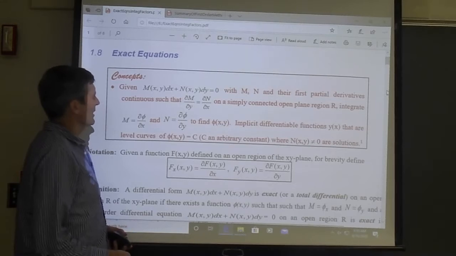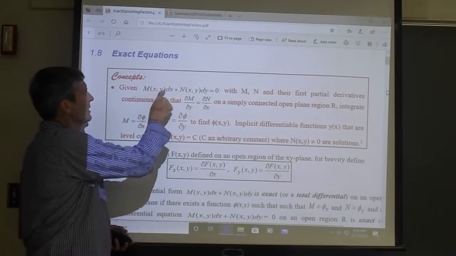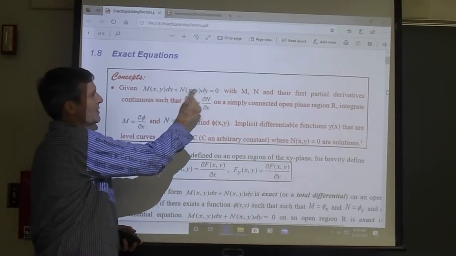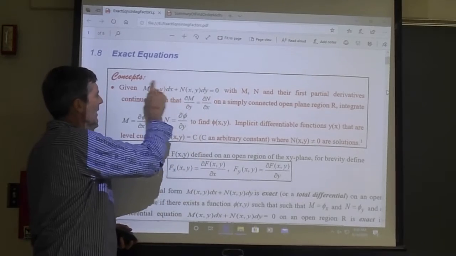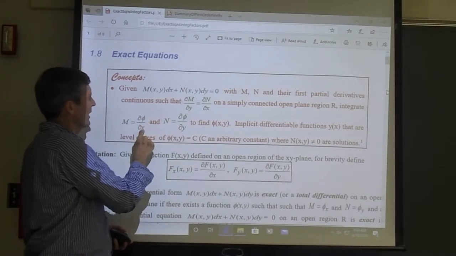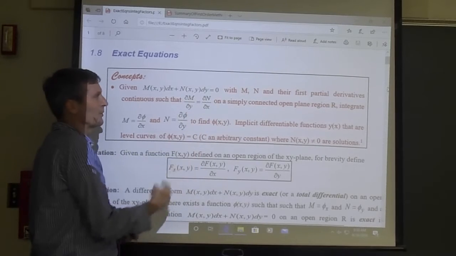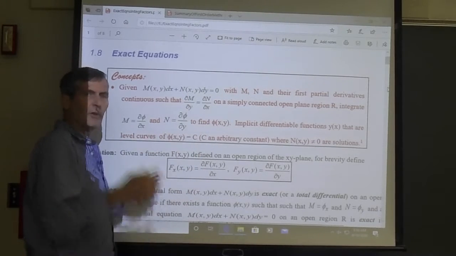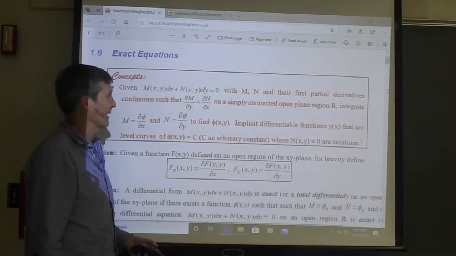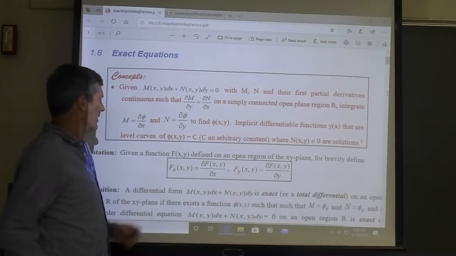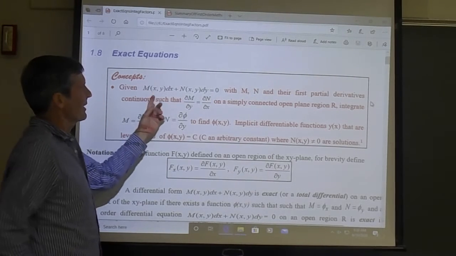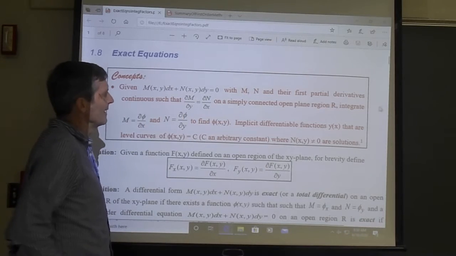So what's an exact equation? It's an equation, a function of x, y times dx plus a function of x and y times dy equals 0, where M is the derivative of some function phi with respect to x, and N is the derivative of the same function with respect to y. If you can put your equation in this form, then all you have to do to solve it is integrate it. So it's an easy method, but the trick is you just have to get lucky to be able to put it in this form.